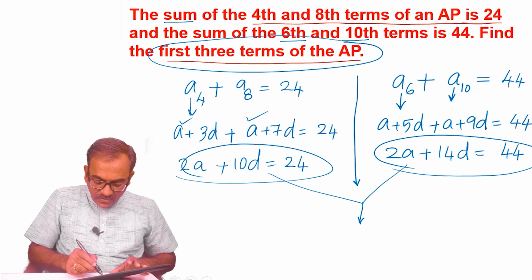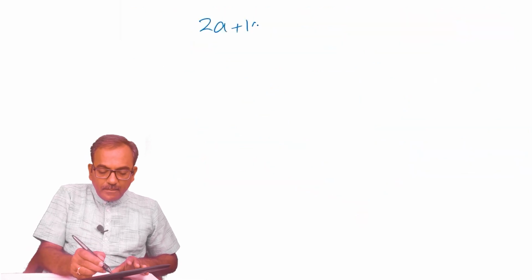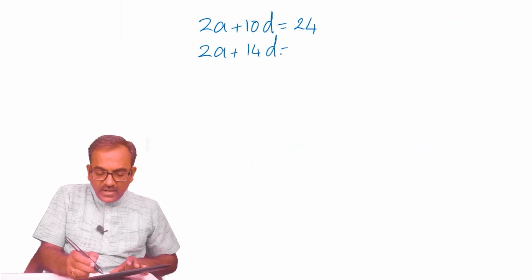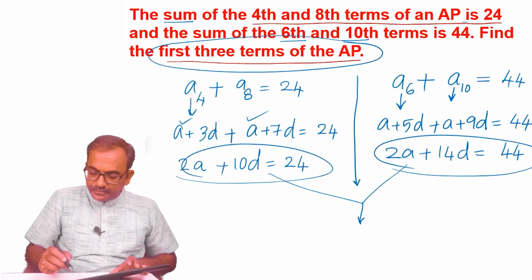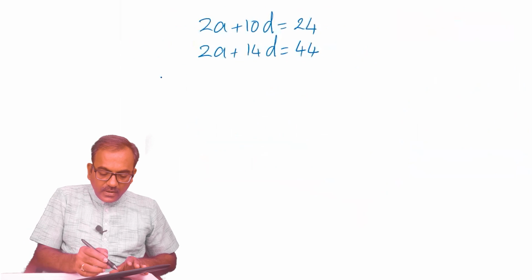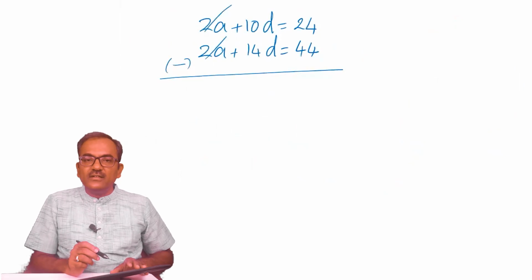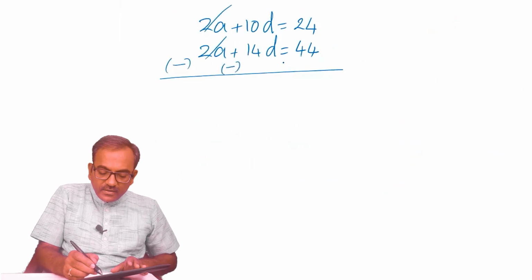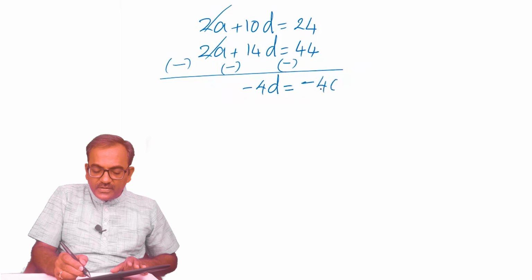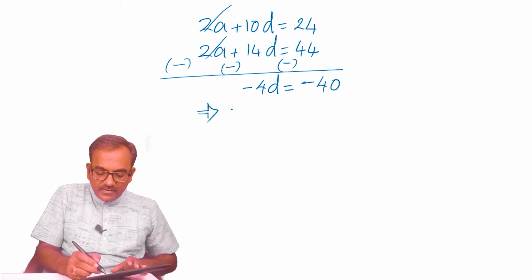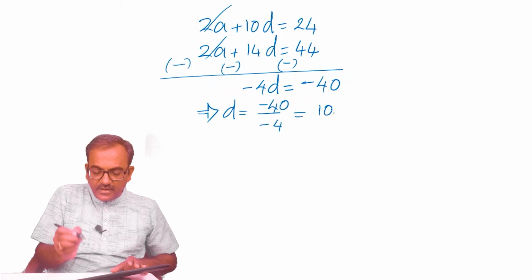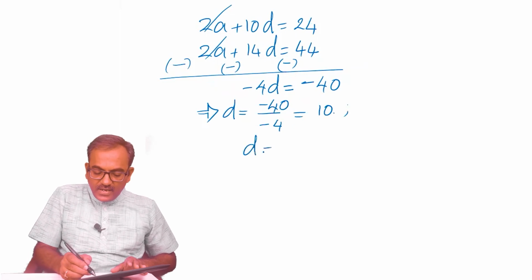Now 2a plus 10d is equal to 24. 2a plus 14d is equal to 44, right? Yes. Now let me subtract one from the other so that plus 2a and minus 2a get cancelled because they add up to 0. Here the sign changes. Minus 4d is equal to 24 minus 44, which is minus 20, which implies d is equal to minus 20 by minus 4. So we have d is equal to 5.